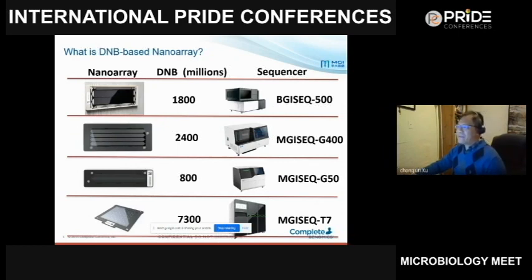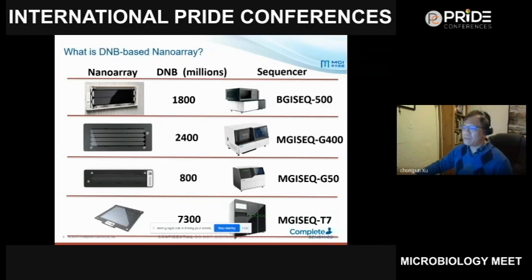In BGI, we have developed several different kinds of DNA sequencers. We call them the BGISEQ-500, BGISEQ T400, BGISEQ T50, and the BGISEQ T7. For each of these sequencers we use a different kind of flow cell, also called nano arrays. For example, for BGISEQ-500, we have 1.8 billion different DNBs loading on this flow cell.